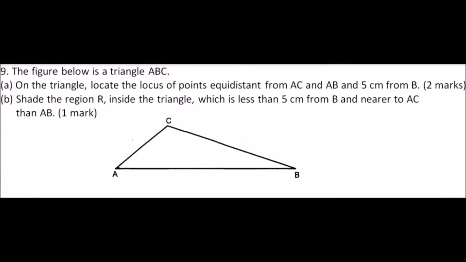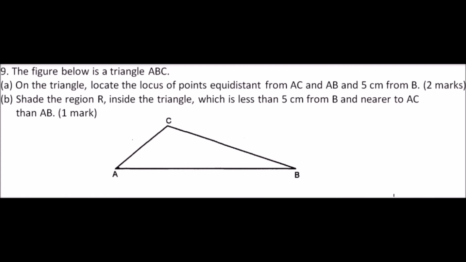Thank you. Question number 9, we are told the figure below is a triangle ABC. On the triangle, locate the locus point equidistant from AC and AB and 5 centimeter from B. You get 2 marks. Shade the region inside the triangle which is less than 5 centimeter from B and nearer to AC than AB.